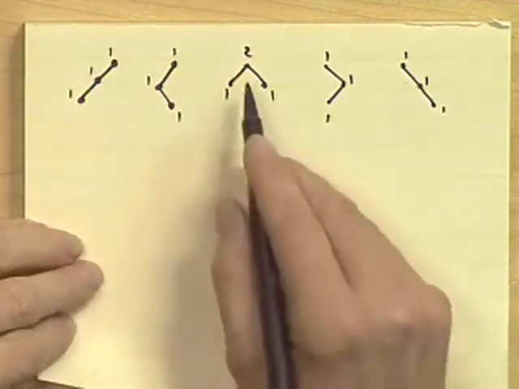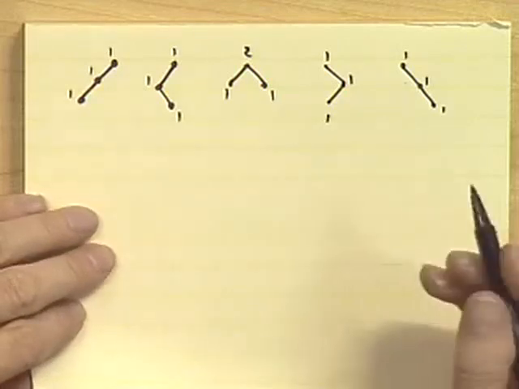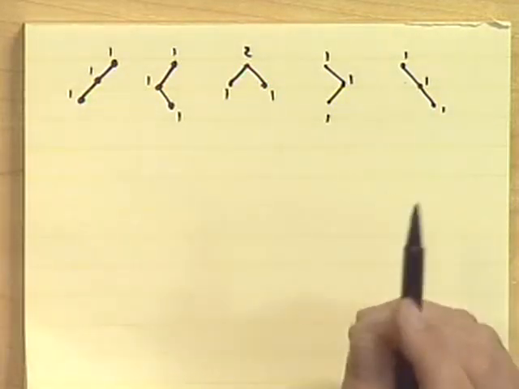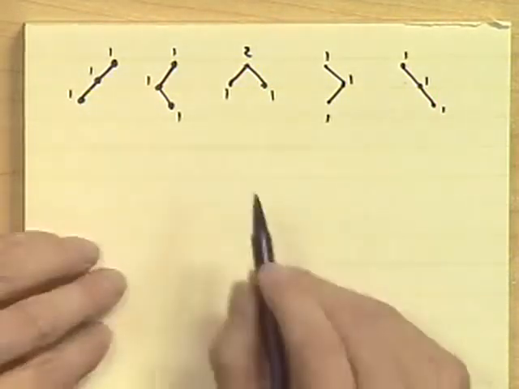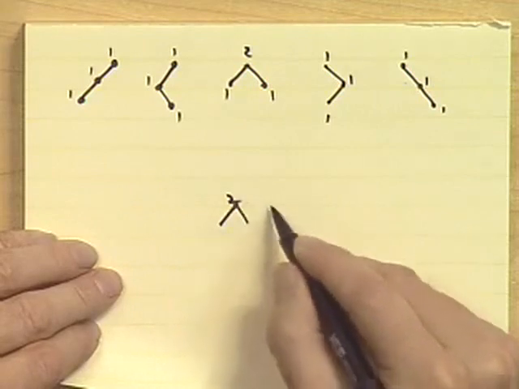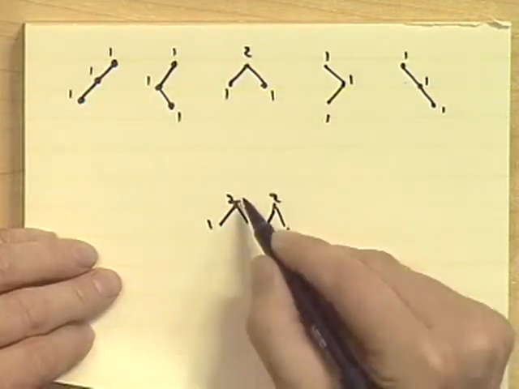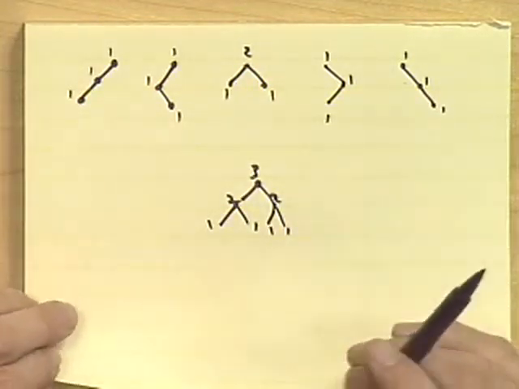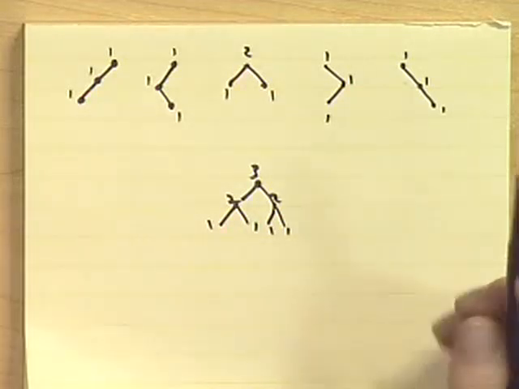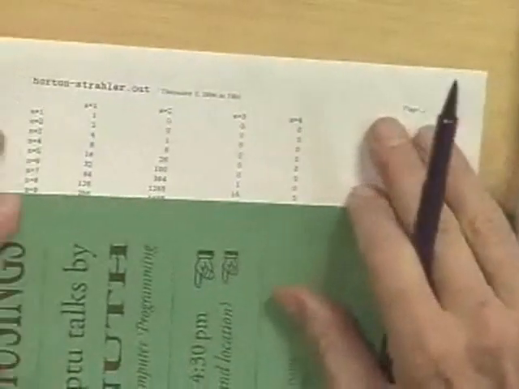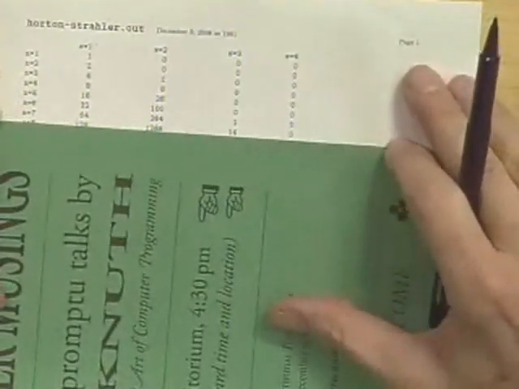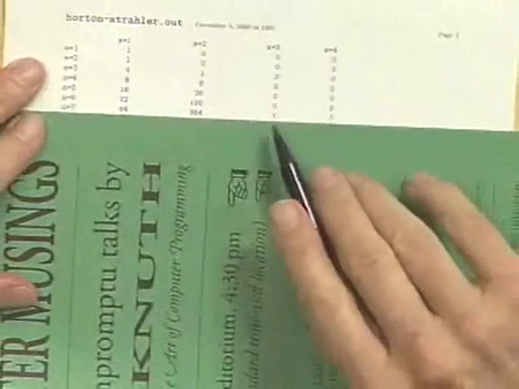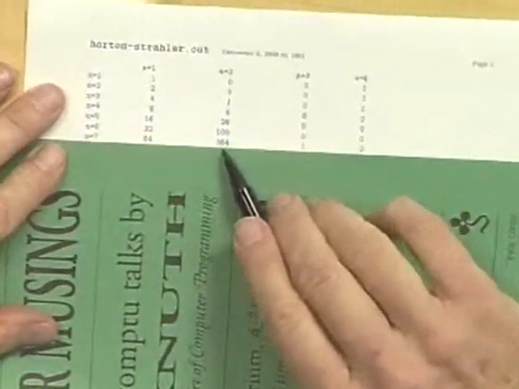Now you can't get up to 3 with a binary tree until you have a certain number of nodes, because you've got to have 2 twos coming together. So the smallest binary tree that's going to have a 3 is going to have 2 twos, and for those I have to have 2 ones. So I have to have 7 nodes altogether before I get to a 3 in my Strahler number. Now, here's a table. For small n, you see when we get 7 nodes, one of those trees has Strahler number 3, 364 have 2, and 264 have 1.